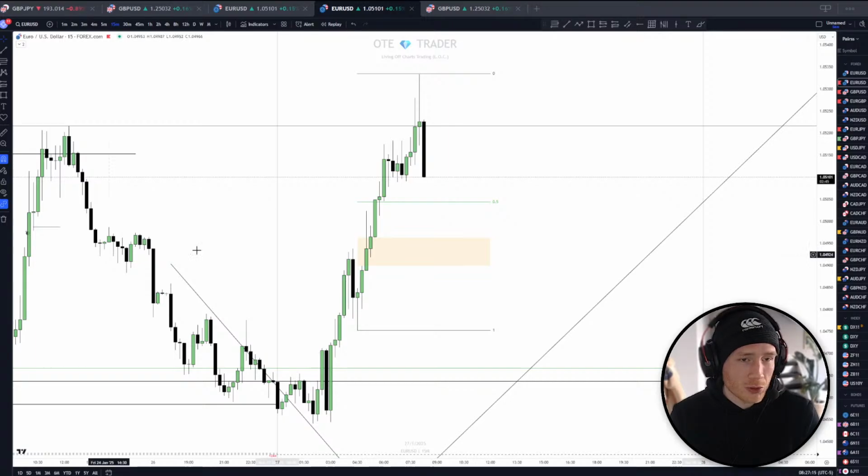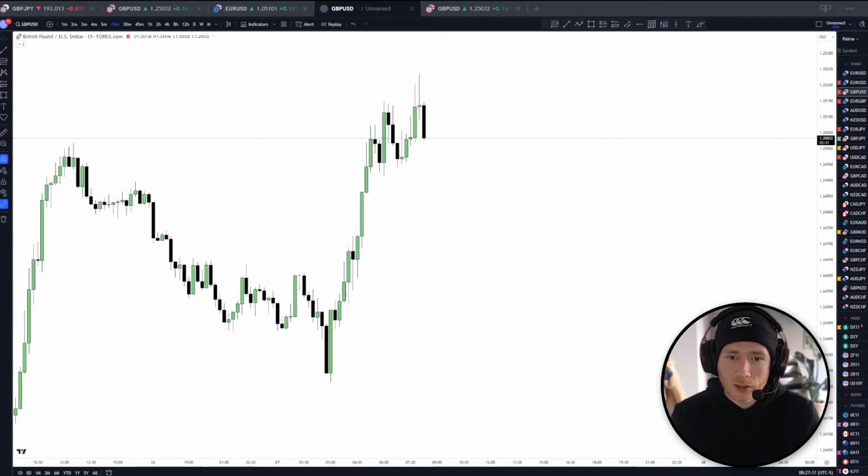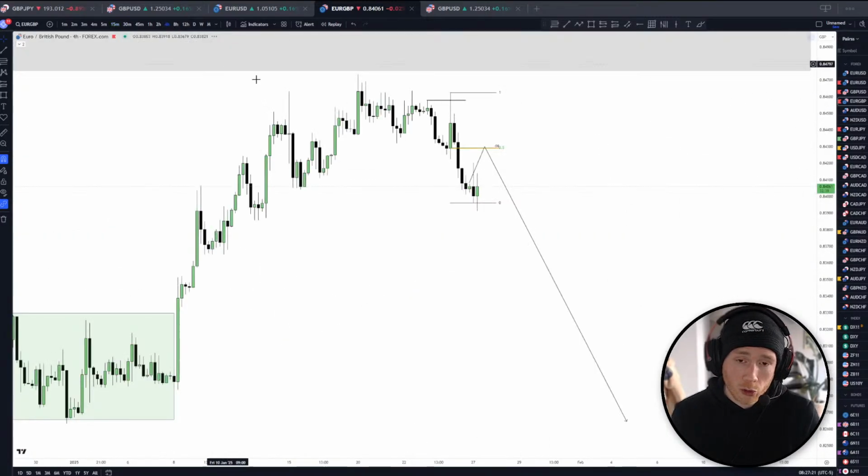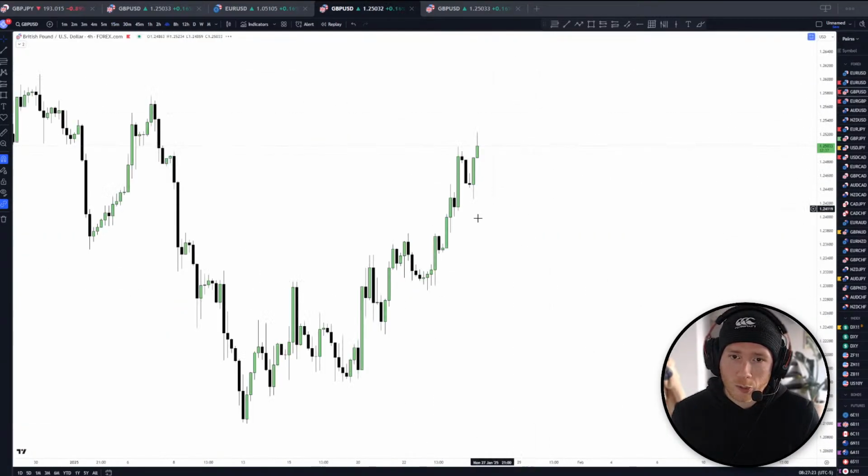What majors do I focus on? Like EU and GU, typically. And it depends on Euro GBP, which one I want to trade. Because Euro GBP is bearish in my opinion, I looked for GBP USD longs.